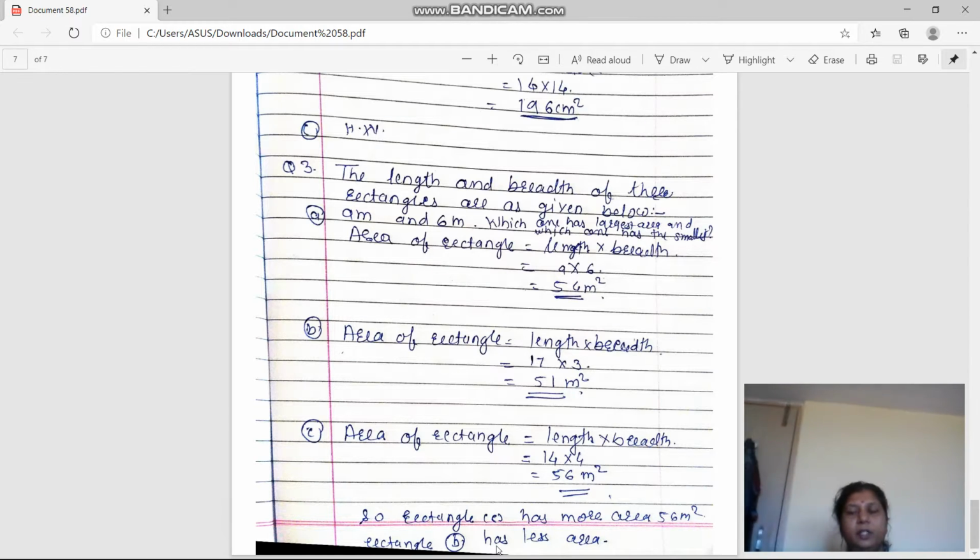Now you have to take the fourth example as homework. So let's see here. I will read it. You have to take it as homework. The area of a rectangular garden 50 meter long is 300 square meter.